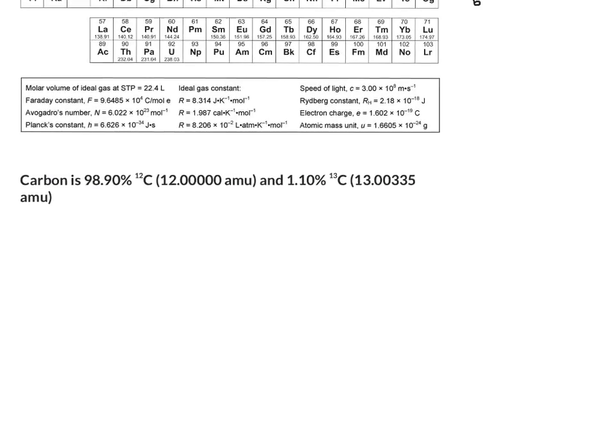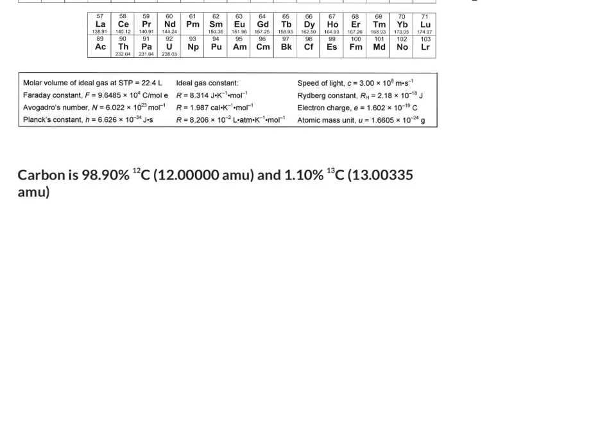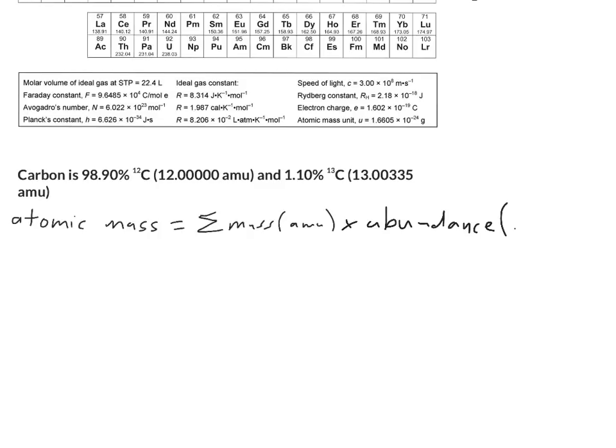you need the following formula. The atomic mass is equal to the sum of the mass of the individual isotope in AMUs times the abundance as a decimal.